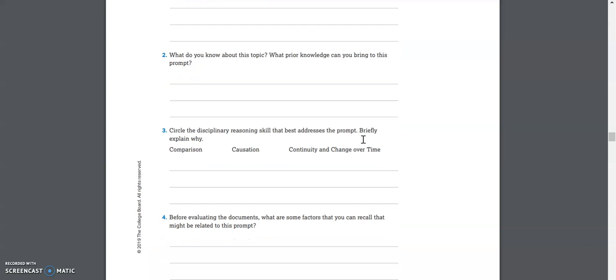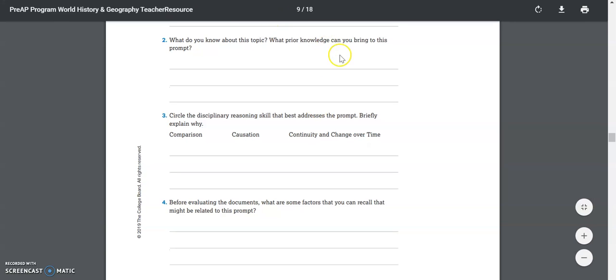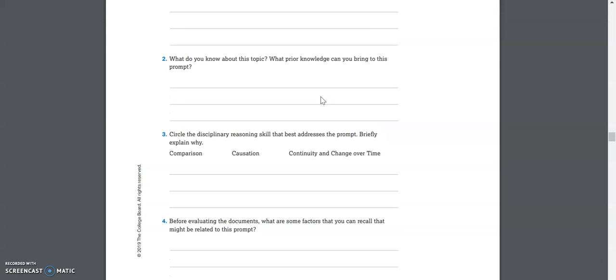Number 2, what do you know about this topic? What prior knowledge can you bring to this prompt? What prior things do you already know about the classical period? We've talked a lot about it so far. You should be able to bring maybe one or two things from your own knowledge about learning about this stuff in class. You may have to go back and look at notes from the notebook, but you should be able to come up with at least something for number 2.